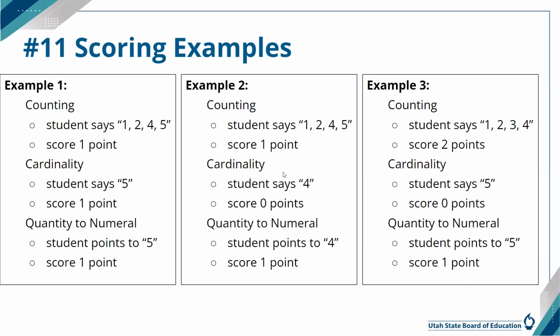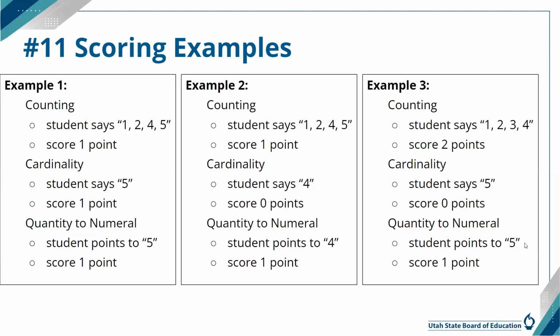So example 2, the student counts and says 1, 2, 4, 5. They get 1 point because they made an error with counting. But then the student says 4, they would get 0 points because their cardinality answer does not align with their counting answer and their final answer for counting. But if they say 4 and then they point to the number 4, they get a point for that quantity to numeral because that aligns with the cardinality.